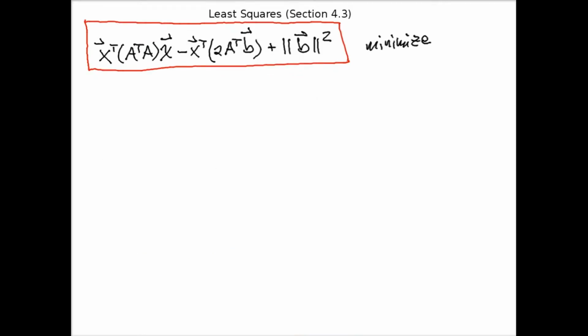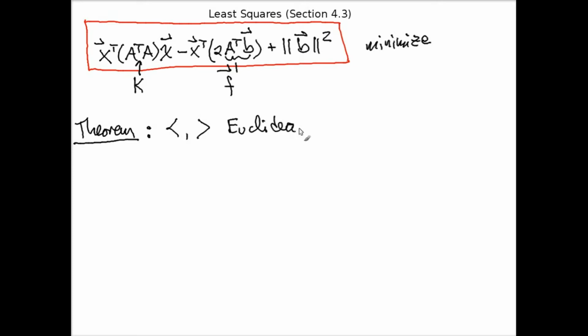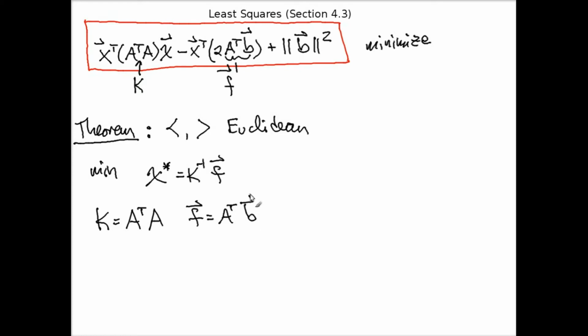All right, well, let's sum it all up. How do you minimize this function? So this thing here is what we've been calling K, and I'm going to call this A transpose B vector F. And what I conclude is the following result. In the case when the inner product is the usual Euclidean one, then the minimum is given by X star equals K inverse applied to F, where K is this matrix A transpose A, and F is this vector A transpose applied to B.